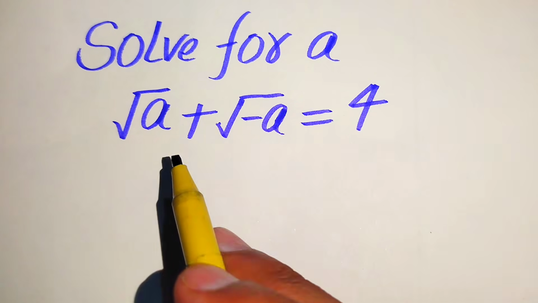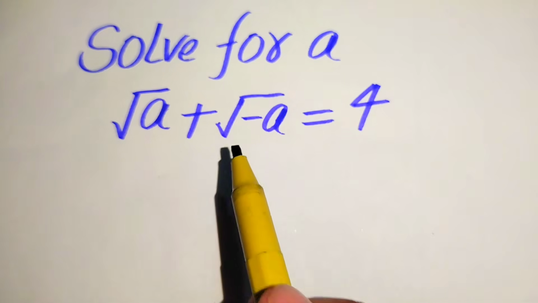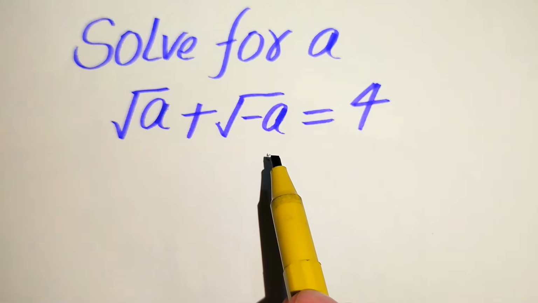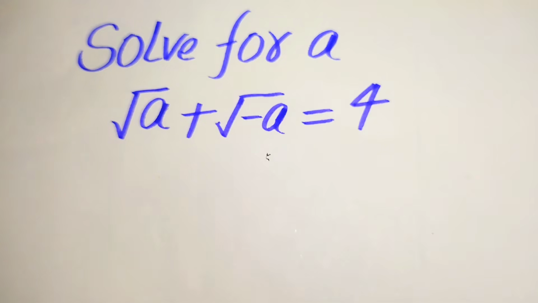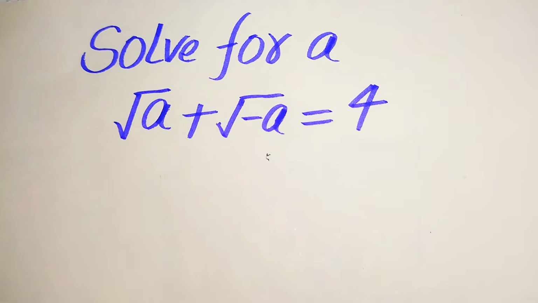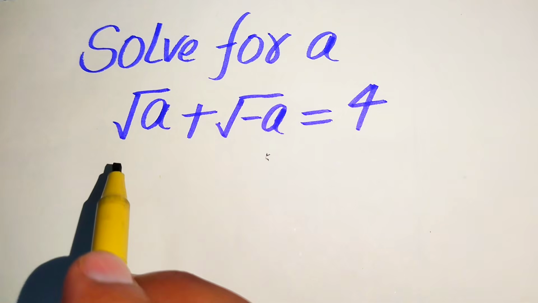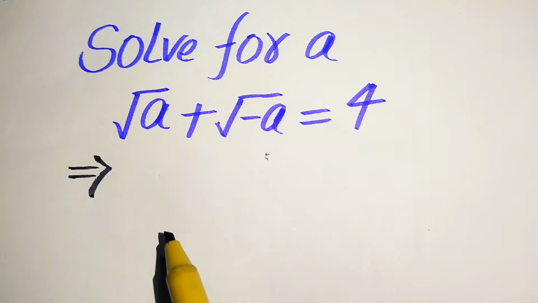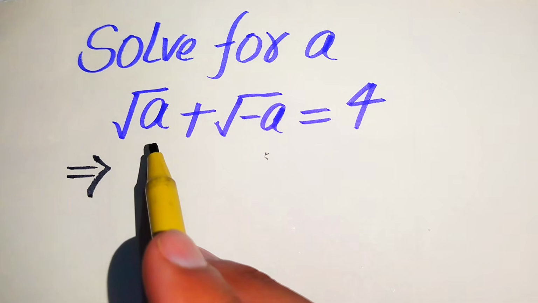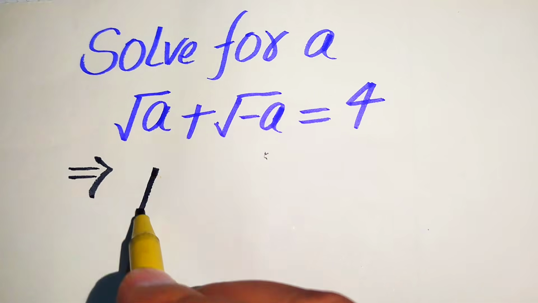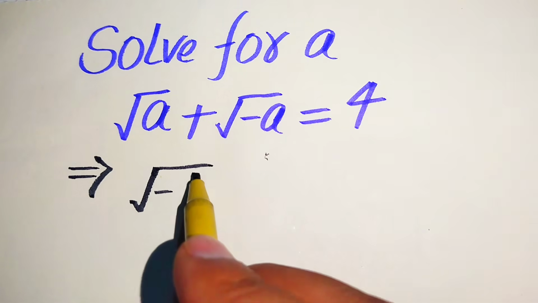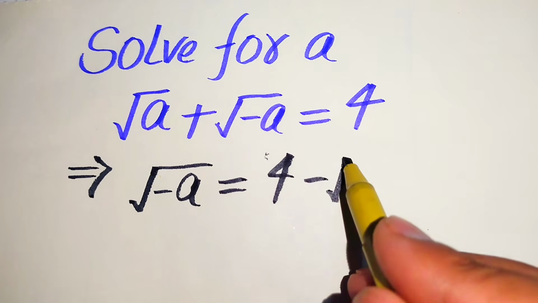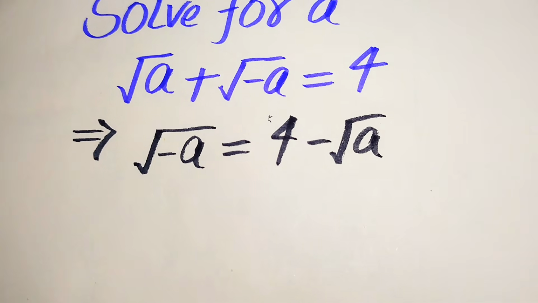We have this equation: square root of a plus square root of minus a is equal to 4, and we solve this problem for all the values of a. So here, first we need to remove both of these two radical signs, and for this we move the term plus square root of a to the right hand side, and we get square root of minus a is equal to 4 minus square root of a.